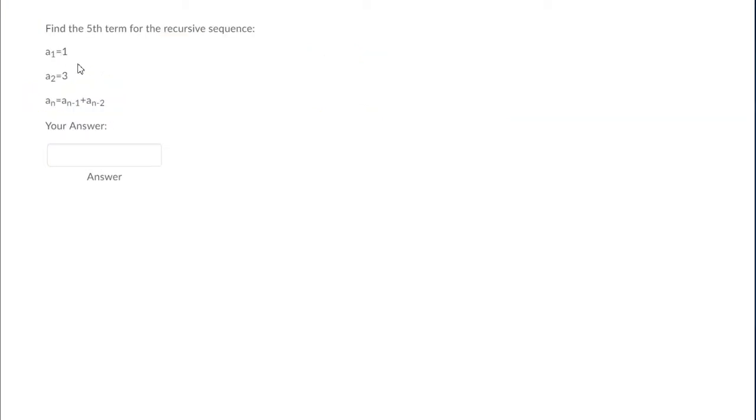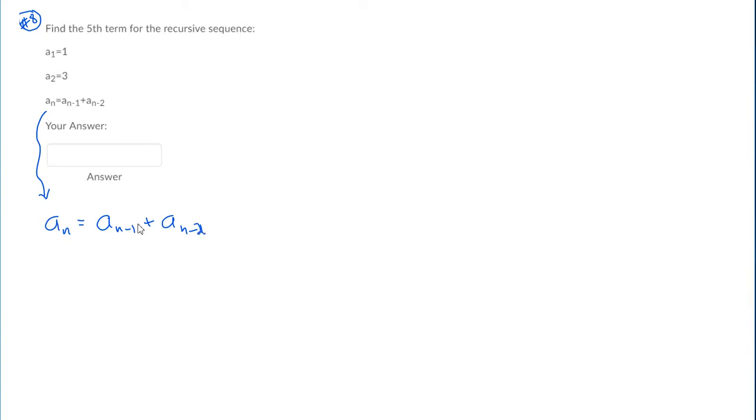Okay, this is problem number 8. And notice they're giving us basically the same kind of setup as before. Any particular term, so the nth term is equal to the value of the term right before the nth term plus the term before that one. Go back one and then go back a second. Whoops, n minus 2, my bad. Okay, go back one and then go back another one.